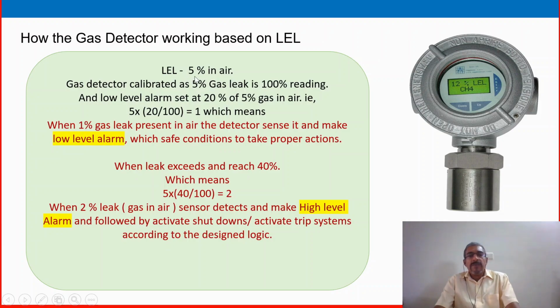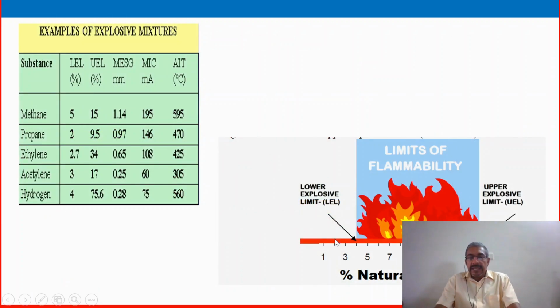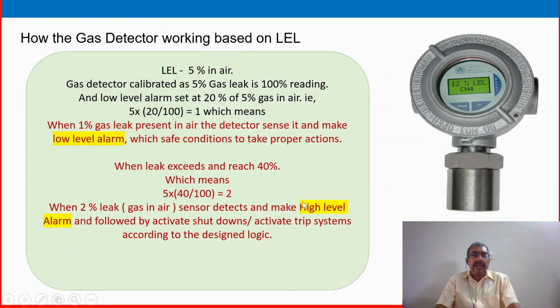That means if a 5% leak comes in air, it is considered as a 100% leak and ready for the fire. So the gas detector is calibrated so that 5% gas leak is 100% reading. That means it is ready to fire and it is a very hazardous situation, so we should not reach that level. The alarm and any mitigation action need to be taken well below 5% leak or 100% reading of the gas sensor. So, let us see how it is working from this example.